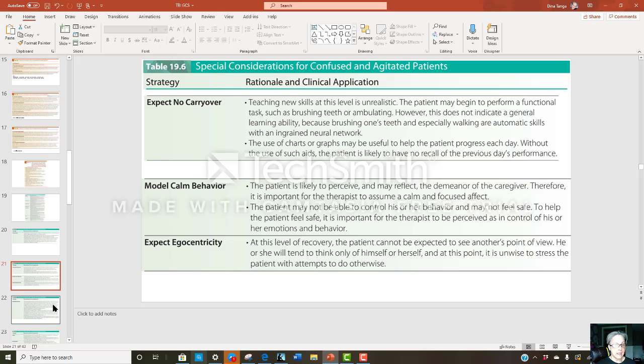Expect egocentricity. At this level of recovery, the patient cannot be expected to see another's point of view. He or she will tend to think only of himself or herself, and at this point, it is unwise to stress the patient with attempts to do otherwise.